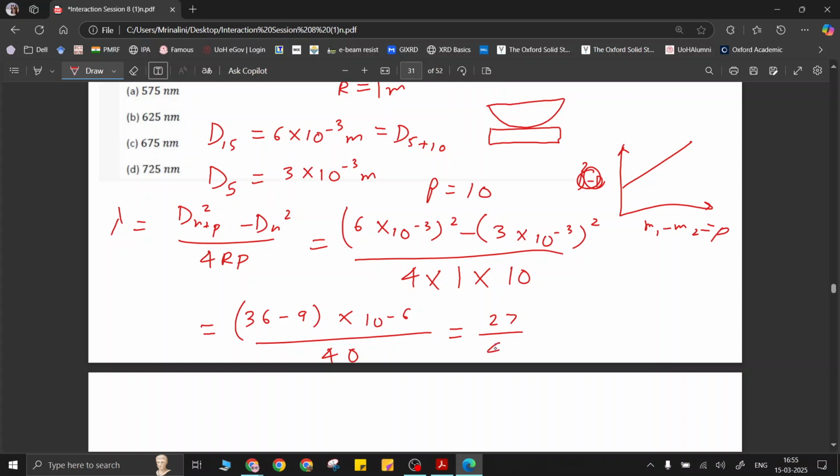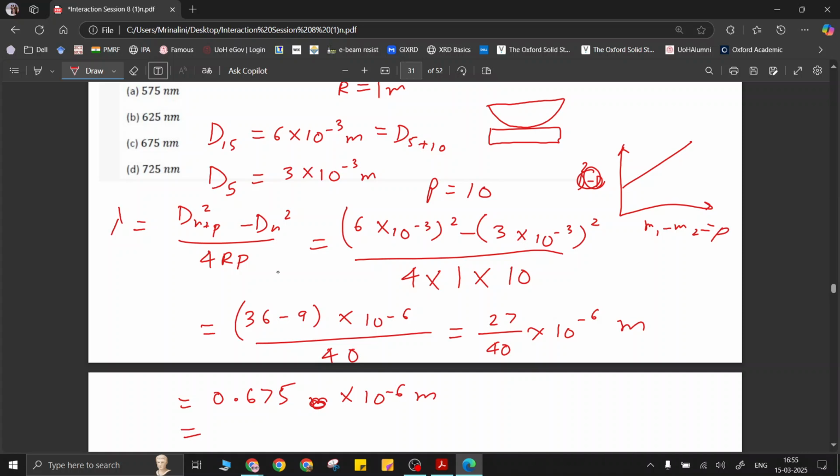27 divided by 40 and multiplied by 10 to the power minus 6. Right now it's in meters. 27 divided by 40 will be 0.675 meters. Oh sorry, there is 10 to the power minus 6 also.